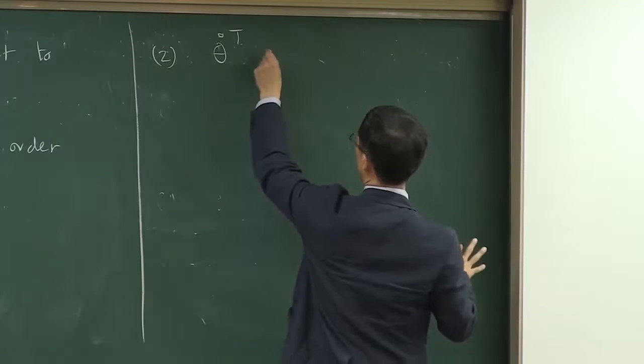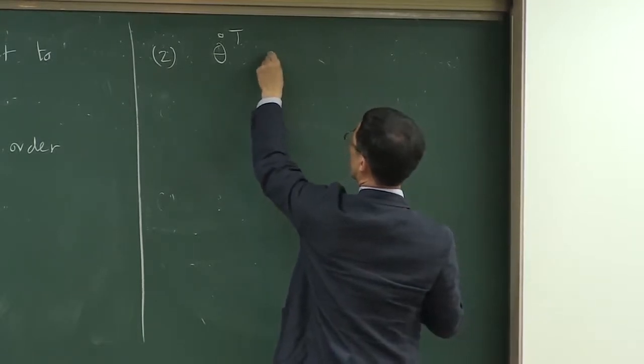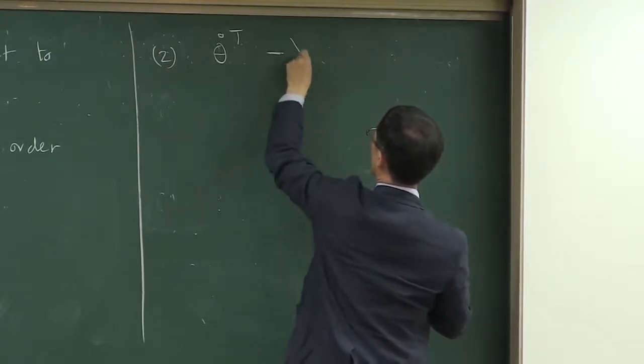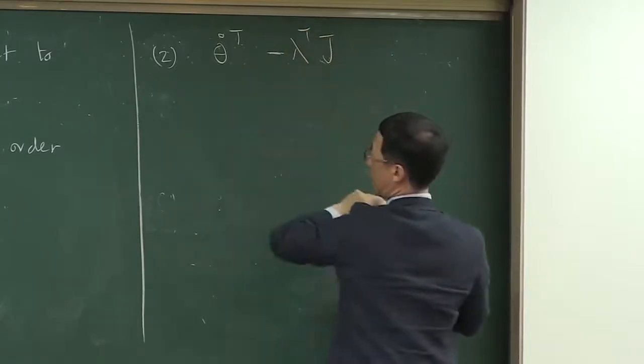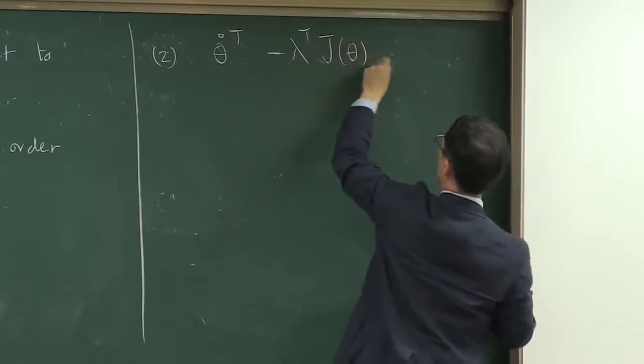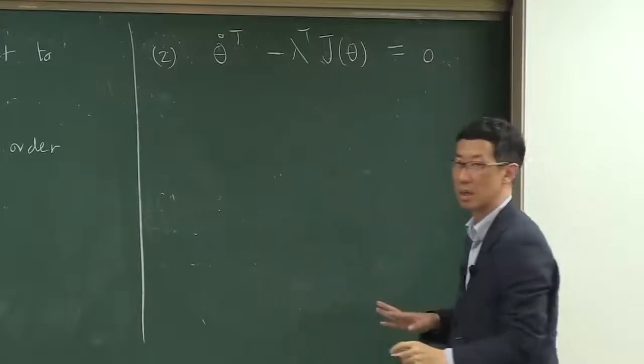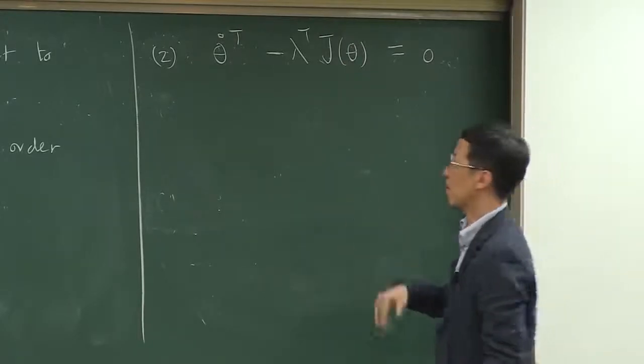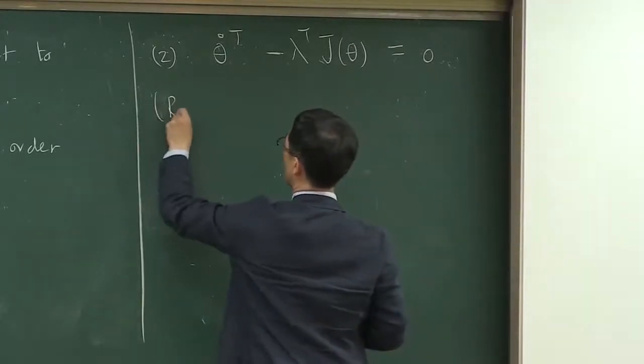Make sure I get this. Let's put a minus lambda transpose J of theta equal to 0. Now, where did this come from? So recall.